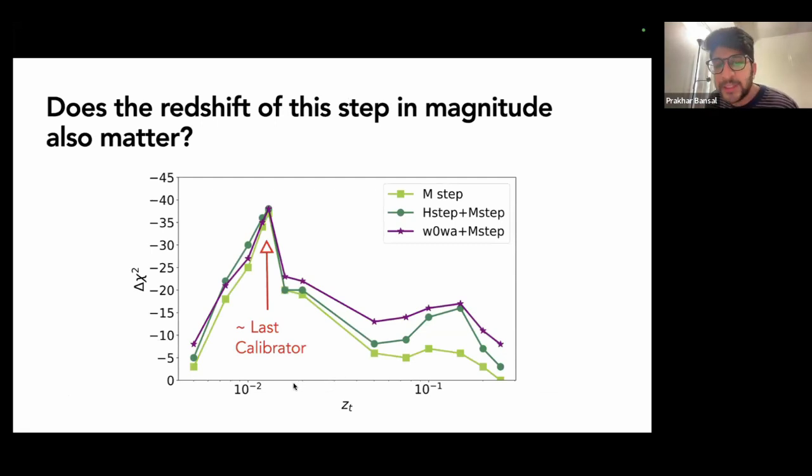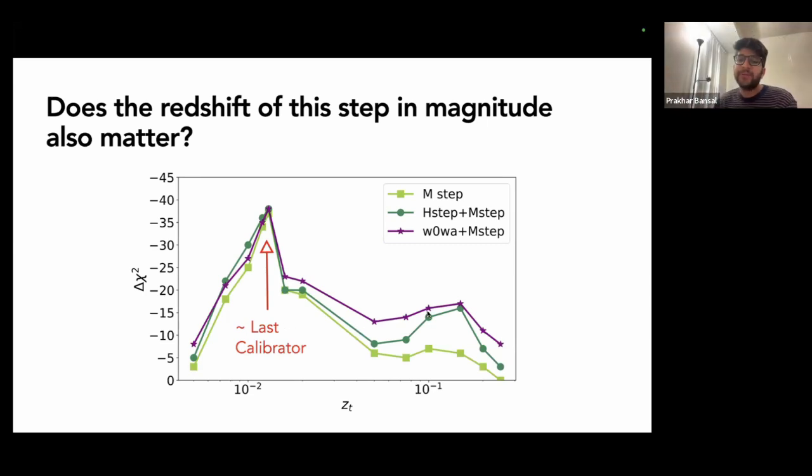Here, what we have done is we have considered different step redshifts, and I'm plotting all three models: M step, H step plus M step, w0 wa plus M step. And on the left, I'm plotting how much is the improvement in the fit, delta chi square. And we see that there's a clear peak at this redshift. This is the redshift of around 0.013, where the last calibrator ends. So it further fuels the story that what these step models, or the best fit step models, are doing is decoupling the calibrators from the high Z sample.